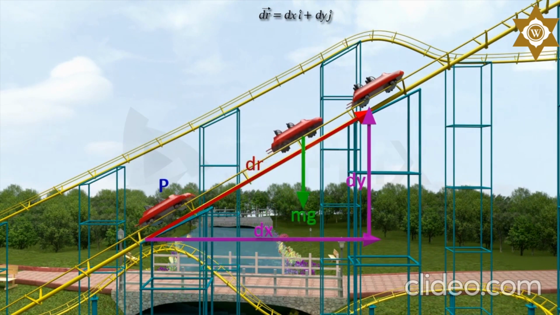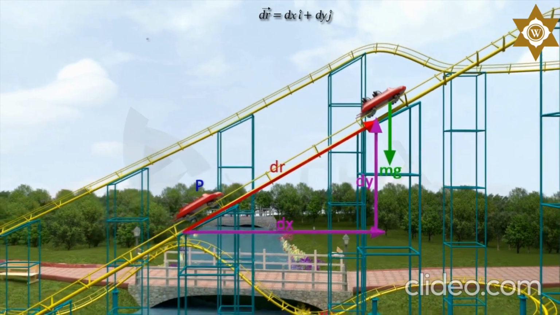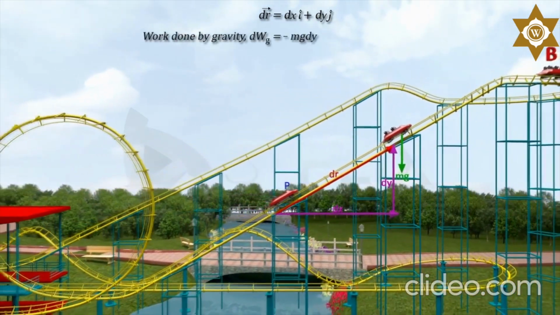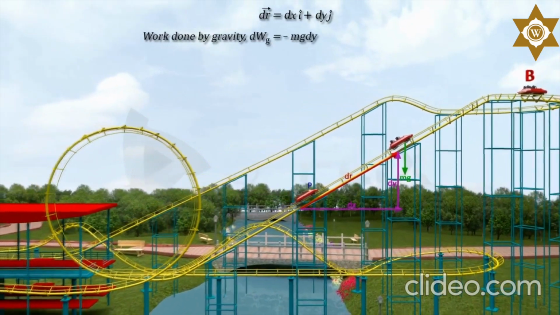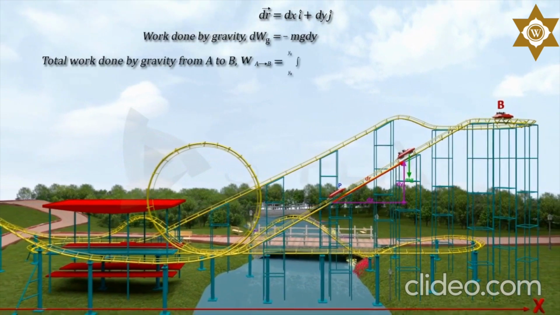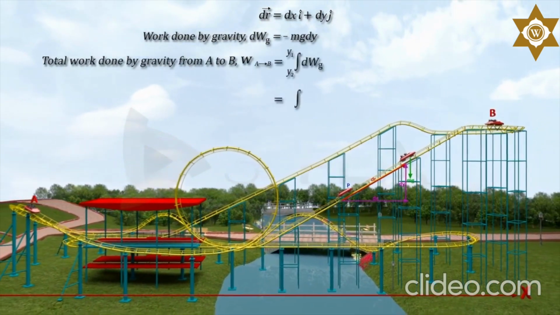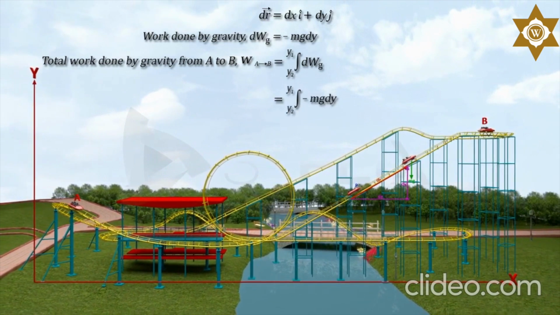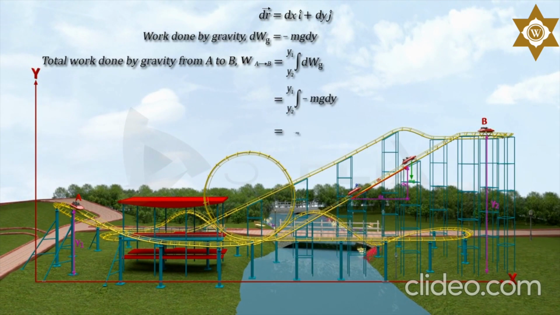Gravity acts along the y-axis, so work done by gravity dWg is minus mg dy. The total work done by gravity from A to B is the integral of minus mg dy from y1 to y2, which is equal to mg times (y1 minus y2).